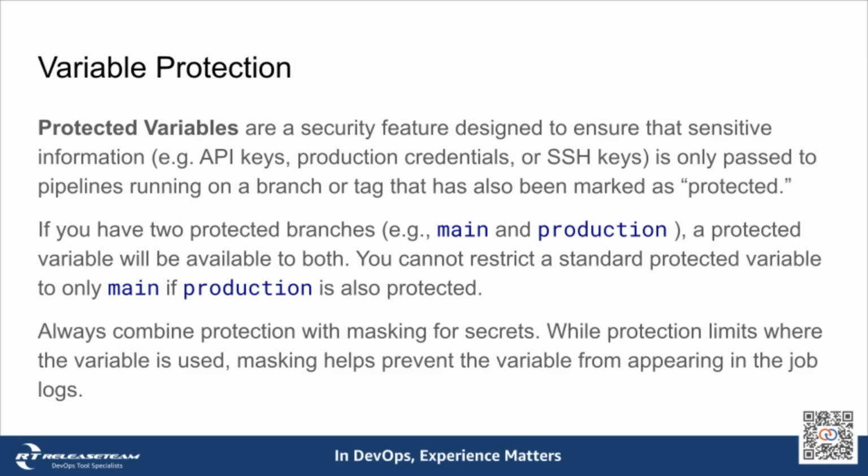In GitLab, protected variables are a security feature designed to ensure that sensitive information, like API tokens, SSH keys, or cloud credentials, is only passed to pipelines running on protected branches or protected tags. This is often viewed as a security feature, but it can also be seen as a way to manage the integration of third-party services.